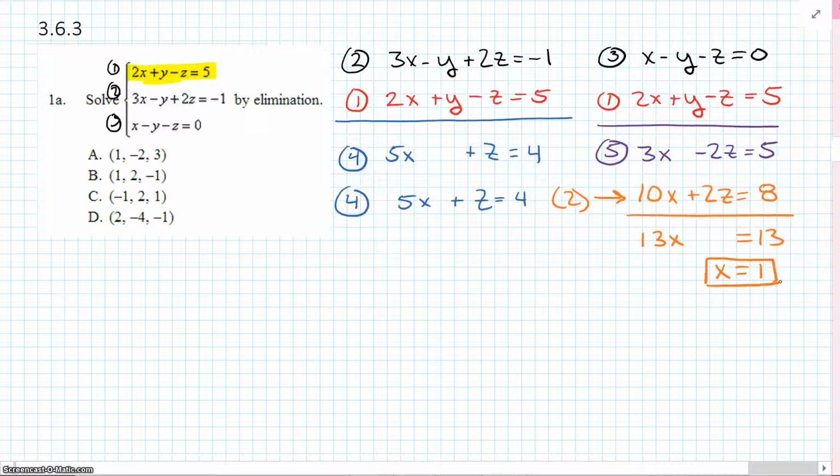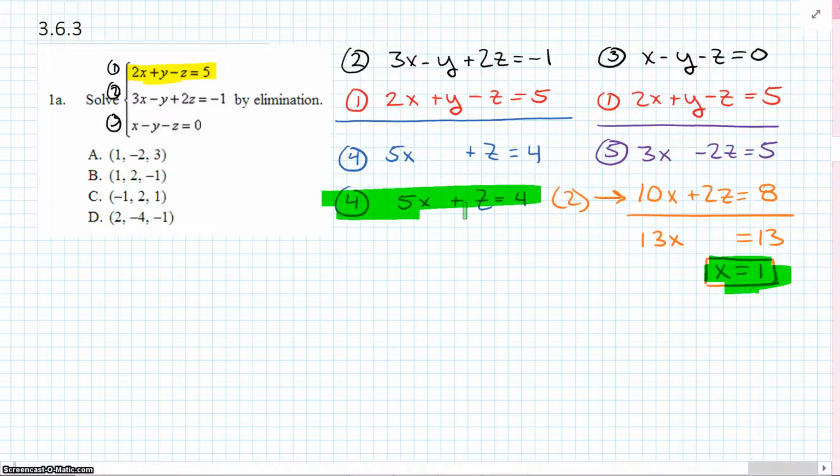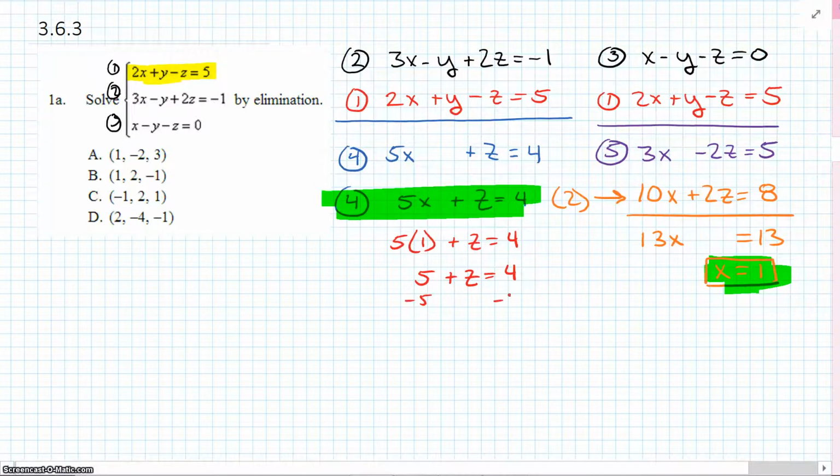Okay, now we can plug that back into one of our new equations. I'm going to choose equation 4. So x equals 1. I'm going to put it in equation 4. So I get 5 times 1 plus z equals 4. So 5 plus z equals 4. I'm going to subtract 5 from each side, and we're going to get z is equal to negative 1. So I have my x and I have my z. I need to solve for y.